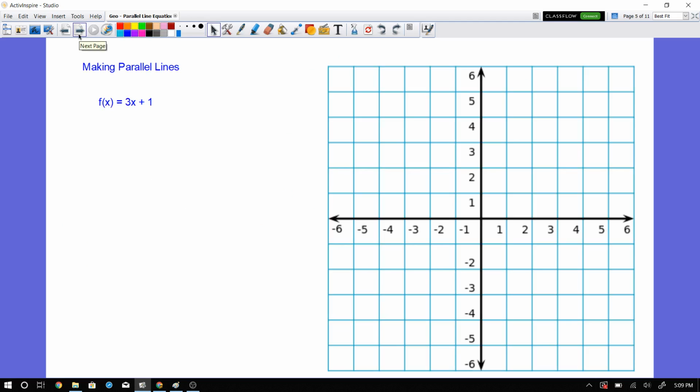So the thing that we reviewed was the slope, which is next to x, and then the y-intercept, plus 1. So that's where we're going to start a line. Then we can use the slope, up 3 over 1, down 3 over 1. That's a horrible line. I'm going to redo that.